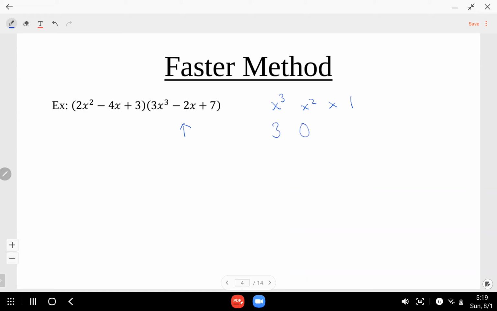How many terms are x? 0. How many terms are 1? -2. How many terms are 1? 7. Same thing with the next one. No terms in x to the third, so we don't need to do that. And then for x to the second, there are 2 terms, -4 and then 3, right? So let's do the same thing with the standard algorithm.